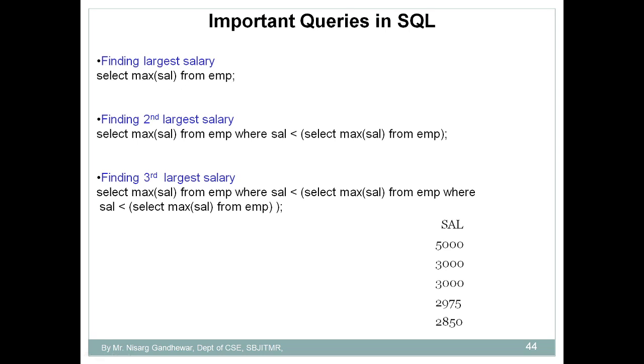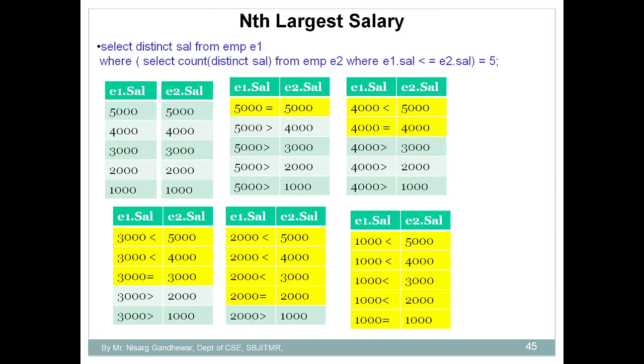That means in the case of the largest we use the max function, and in the case of the lowest we use the min function. But what is your problem here? The problem is that the pattern we have used to find the first largest salary can be nested only up to a certain level. After that we are not able to nest it. So for that purpose we require the nth largest salary. Okay, so let's see the nth largest salary.